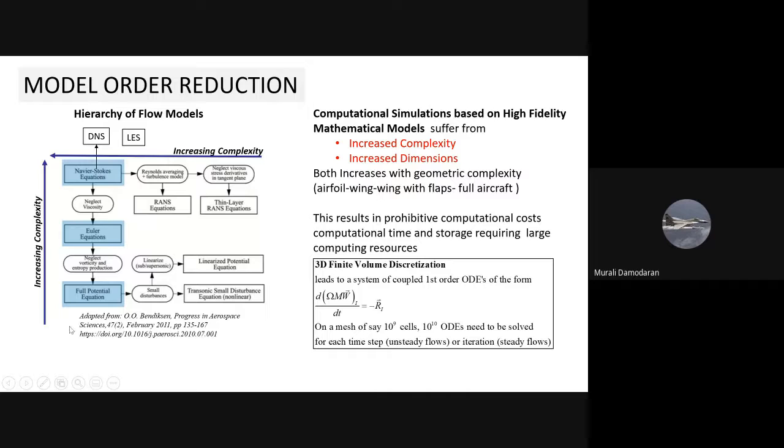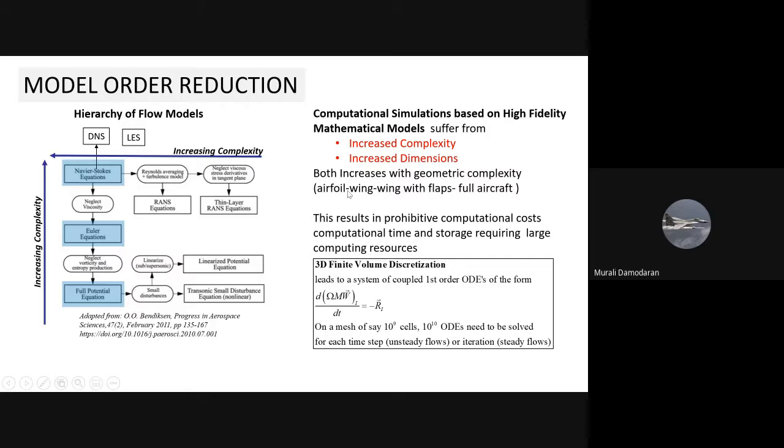Okay, so this is the picture which I have taken from Bendixson and adapted. If you look at computational simulation based on high fidelity mathematical models, that attempt suffers from increased complexity, increased dimensions, and both increase with geometric complexity. For example, if I have an airfoil, it's a 2D geometry. The mesh is a planar mesh. If I have a wing, it is 3D. If I have a wing with flaps, I have more stuff to handle because I have moving mesh, and then the full aircraft.